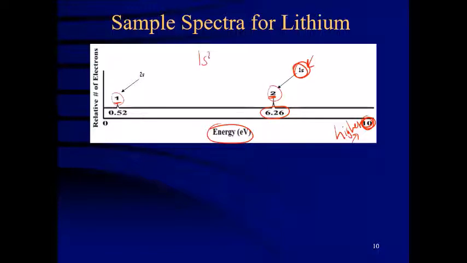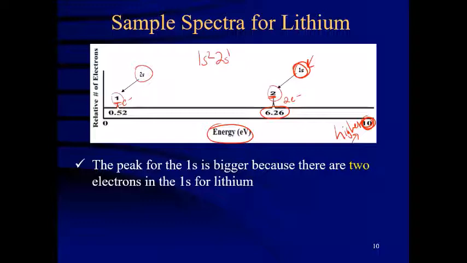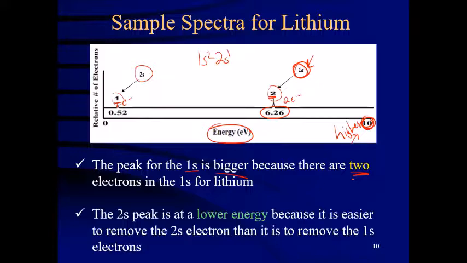Well, if you look up lithium on the periodic table, lithium is 1s2, 2s1. So that would make sense that the 2s over here with the lower binding energy would only have the height half of the 1s. So there'd be 2 electrons in this one, 1 electron in this peak. So the peak for the 1s is bigger because there are 2 electrons. The peak for the 2s is at a lower energy, so this 0.52, because it's easier to remove from the 2s because it's a farther distance from the nucleus in terms of the Coulombic attraction.